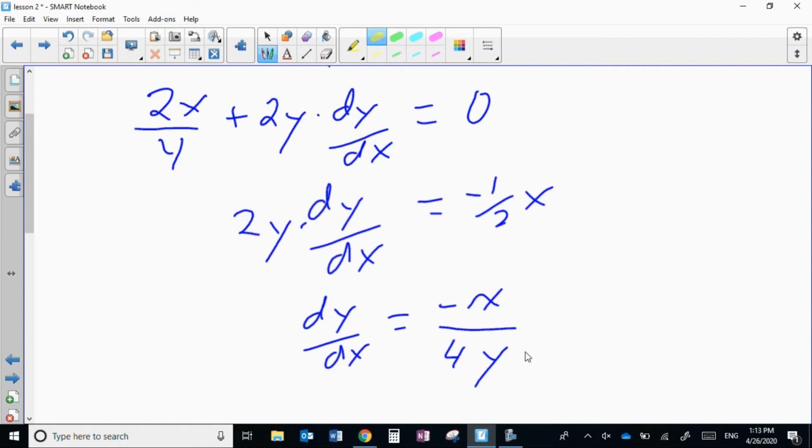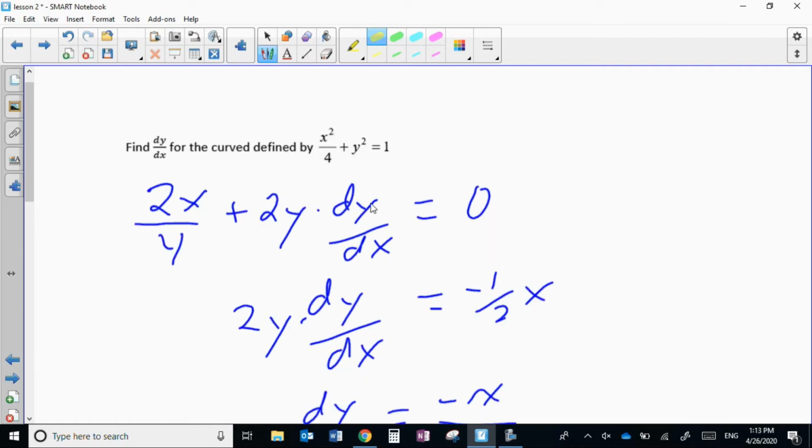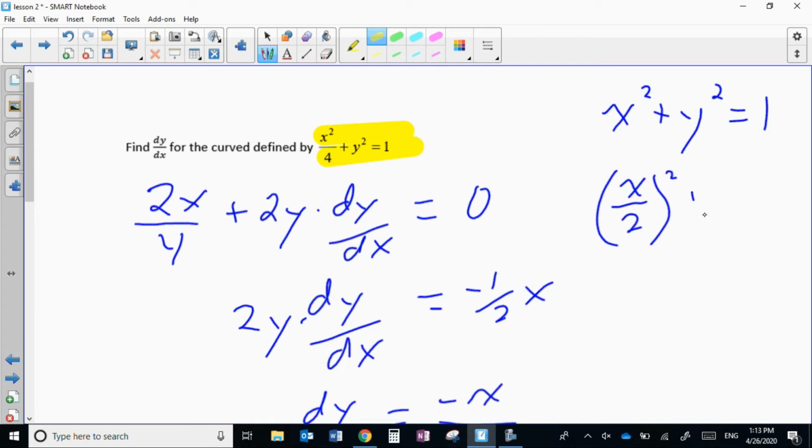Now what does this curve look like? Let's talk about this next. Notice it's a lot like the unit circle, x squared plus y squared equals 1. However, instead of having x squared, we have x squared divided by 4. So it's actually like we took x and replaced it with a half x.